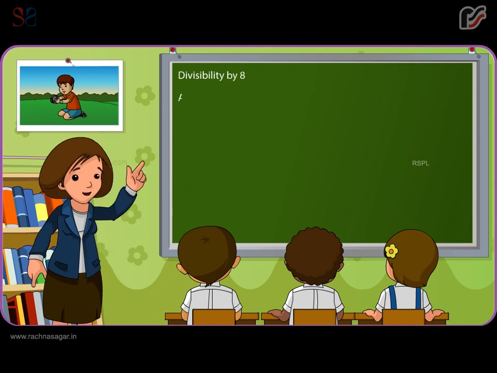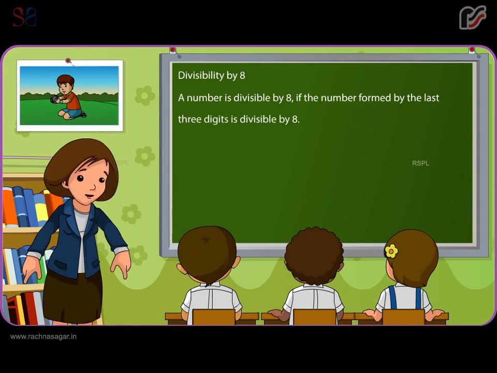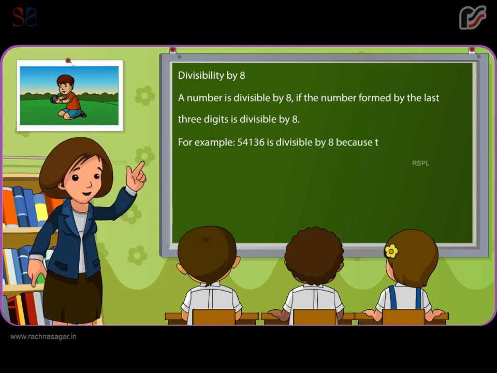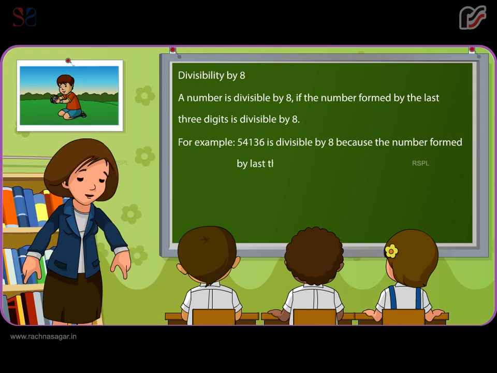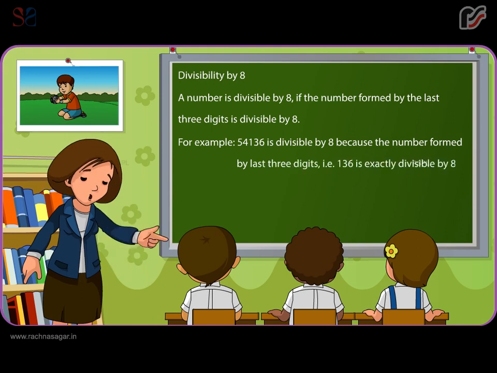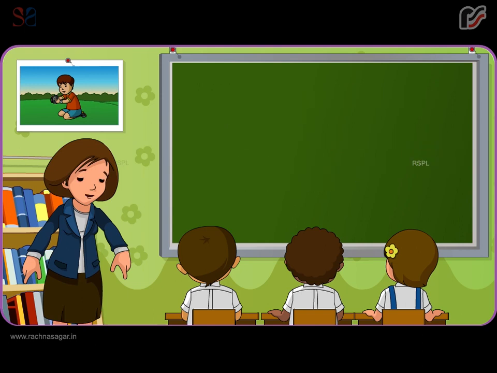Divisibility by 8. A number is divisible by 8 if the number formed by the last three digits is divisible by 8. For example, 54,136 is divisible by 8 because the number formed by the last three digits, that is 136, is exactly divisible by 8. 136 divided by 8 is equal to 17. Remainder is equal to 0.